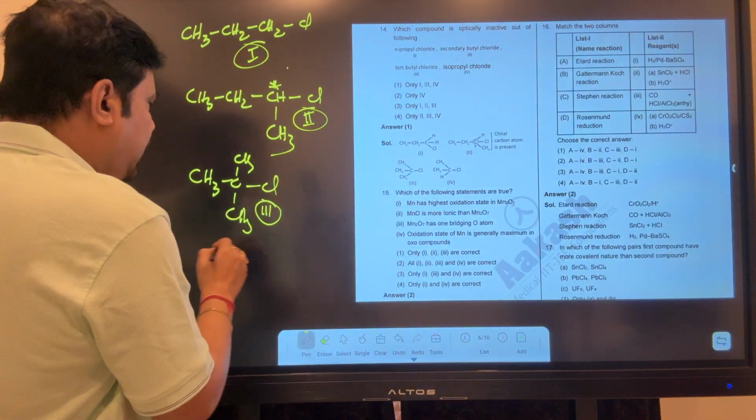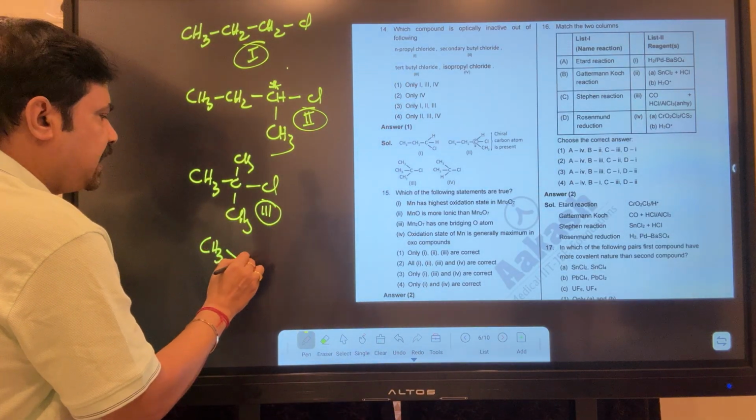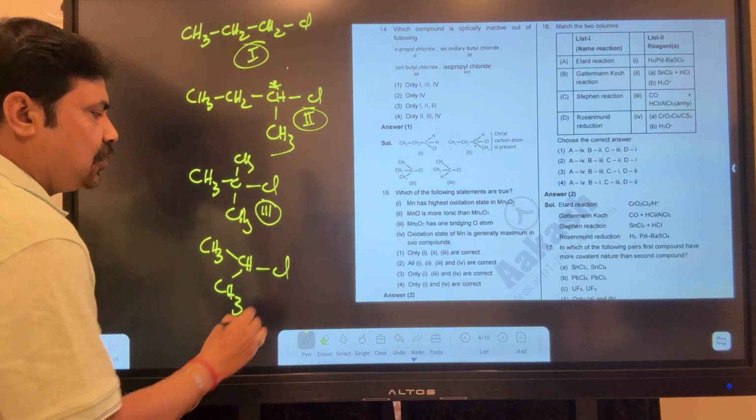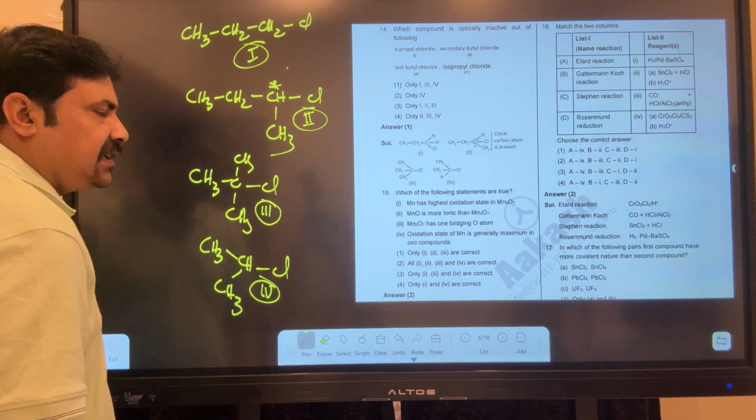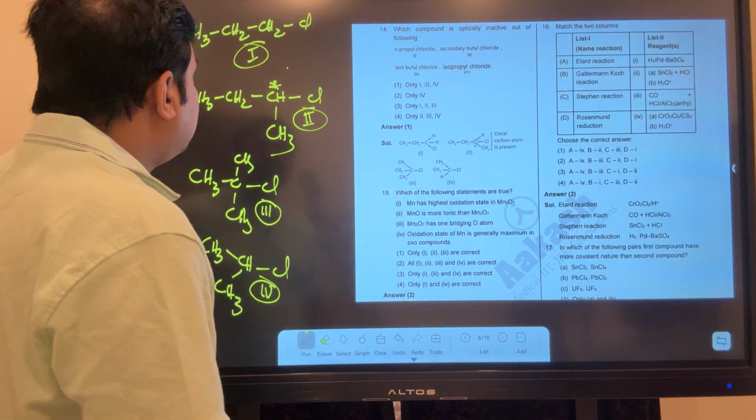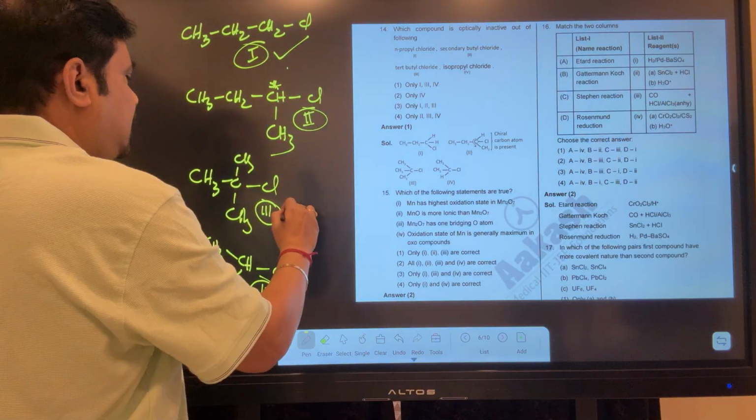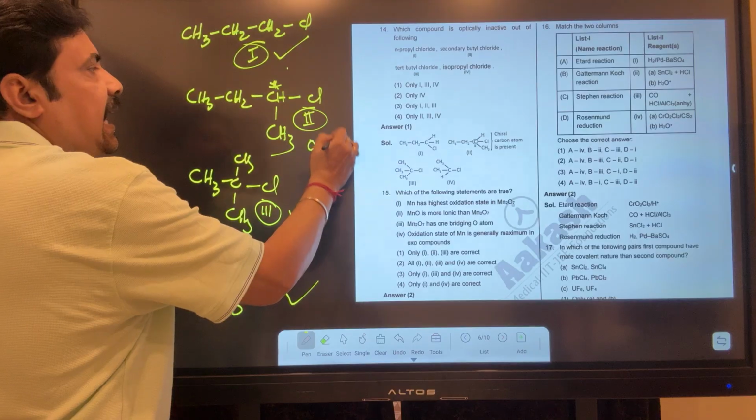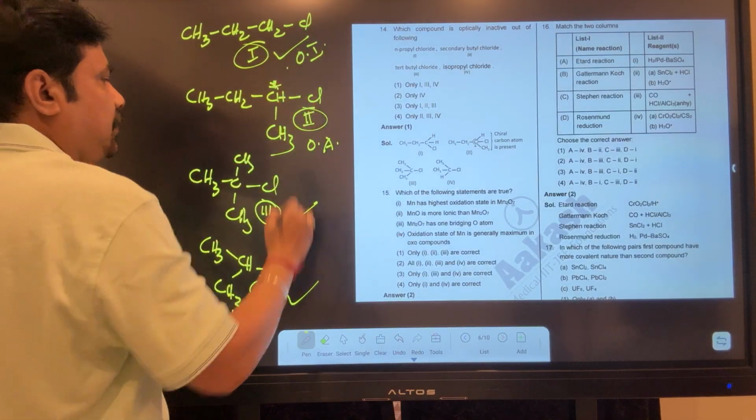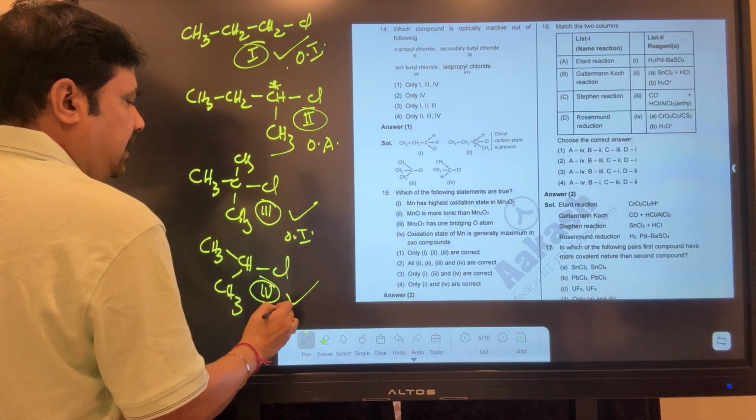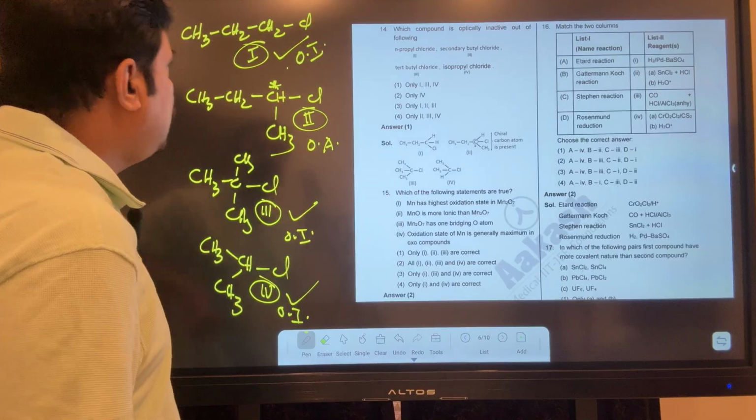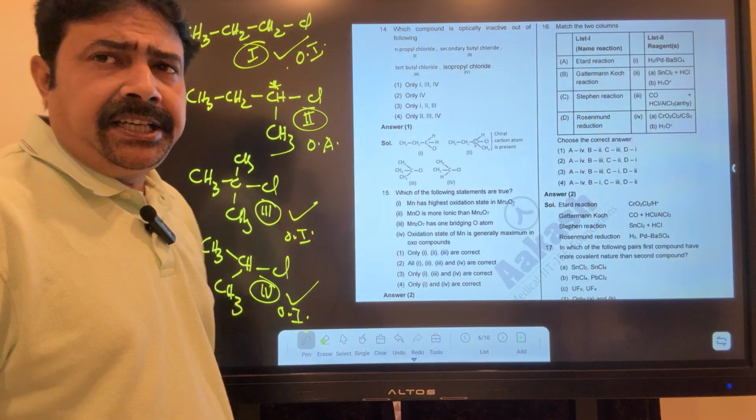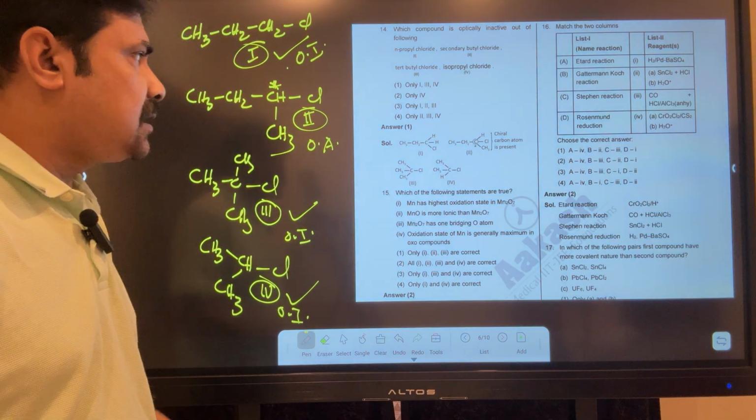And then isopropyl chloride. Isopropyl group is CH3, CH, CH3, isopropyl chloride. There is no chiral center, so there is no question of optical activity. Then your 1, 3 and 4 are optically inactive. This is optically active, this is optically inactive, optically inactive, optically inactive. Then which option will be the answer? 1, 3, 4. Let us look at the options. The first option is right. 1, 3, 4 are optically inactive.